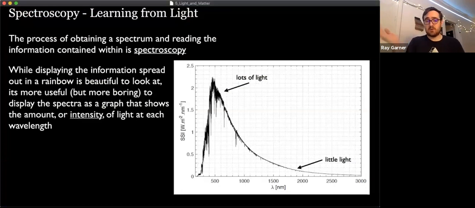We tend to use the more boring route of plotting it. We display the spectra. This is the exact same spectra, the sun's spectrum, as a graph that shows the amount or intensity of light at each wavelength. So we've got intensity on the vertical, wavelength in nanometers on the horizontal. And so you can easily see at which wavelengths the sun is emitting a lot or little light. Up here, there's a lot of light. The sun is emitting a lot of light over here at around 500, 600 nanometers. That's right in the visible wavelength. So that's great. Meanwhile, all the way out here in the infrared and the radio, very little light is being emitted by the sun. And we can read that immediately from graphs like this.